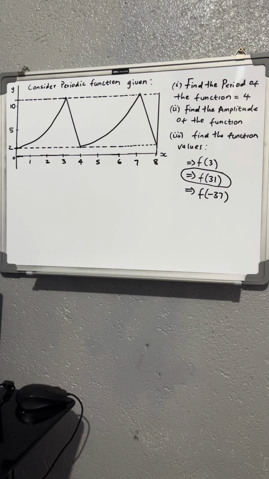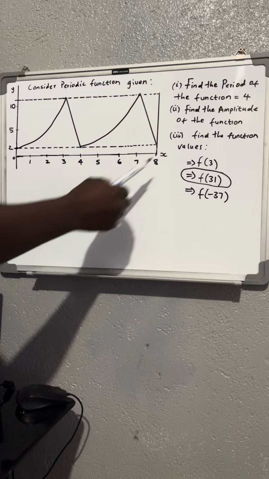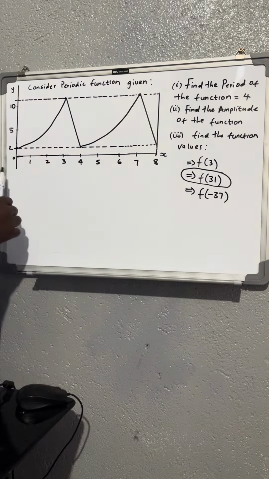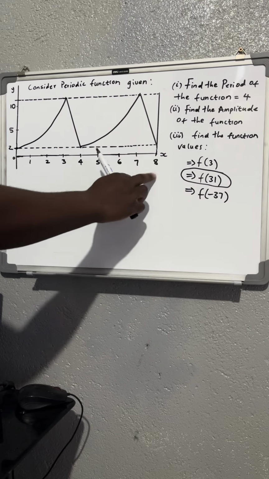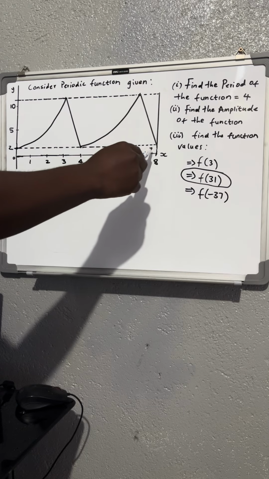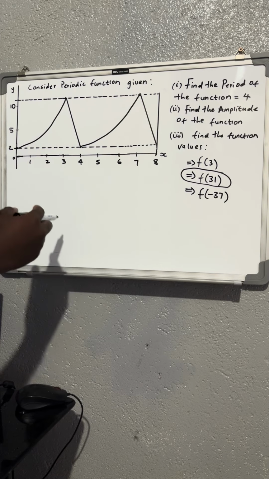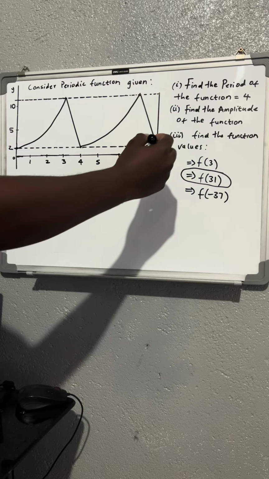So if you have a bigger number and you're trying to find the value for that number, you can either work going up or work going down. What do I mean by this? If I'm looking at my graph, my 31 would be somewhere far there, because I only have my graph from 0 to 8. It means if this graph was extended, it would look like something.